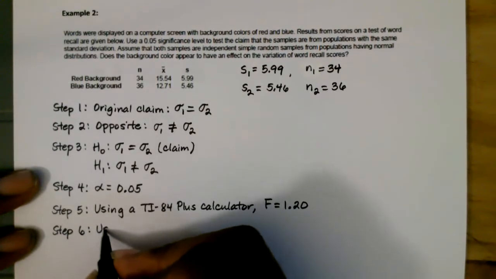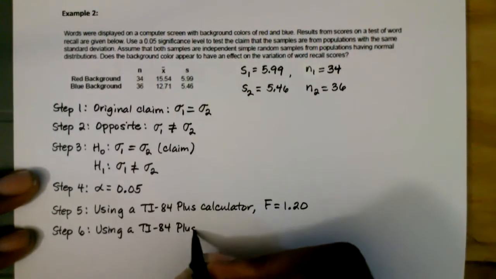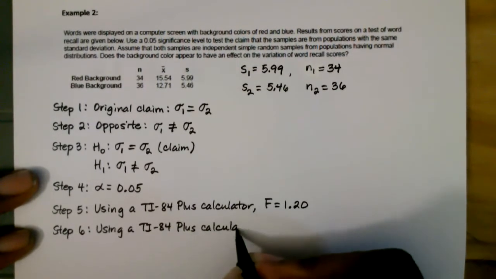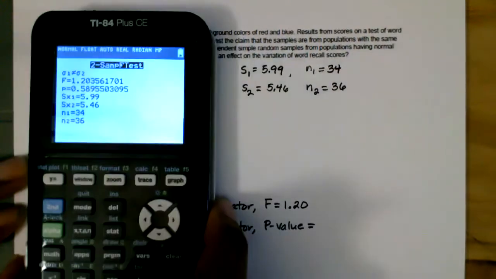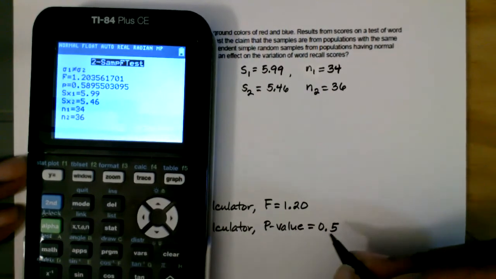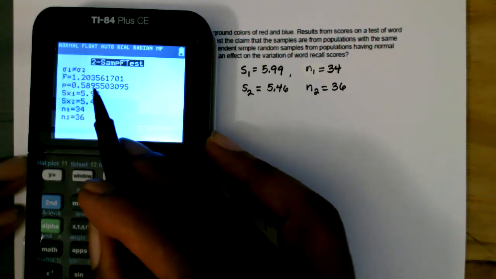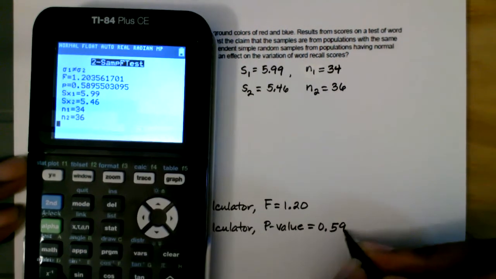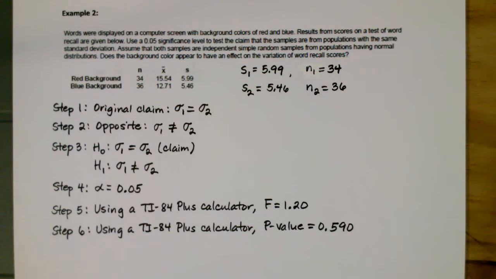And then step number 6, again, we're going to use the TI-84 plus calculator to get our p-value. So here, there's our p-value right there. To 3 decimal places, that will be 0.5. Let's see here. The 9 is here, the third number after the decimal point. This 5 will make that 9 from 89 to 90, so it'll be 0.590. Okay. That means the probability of getting a test statistic as extreme as the one obtained from our summary statistics will be about 59%.